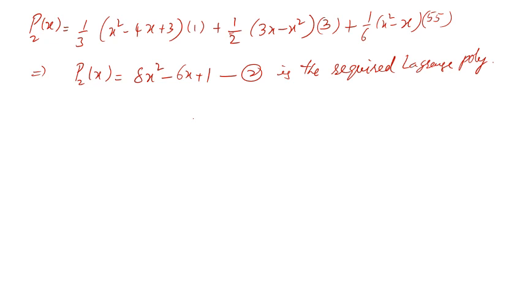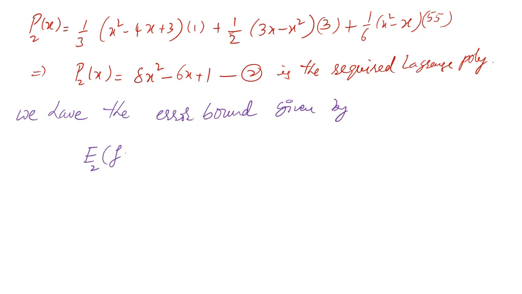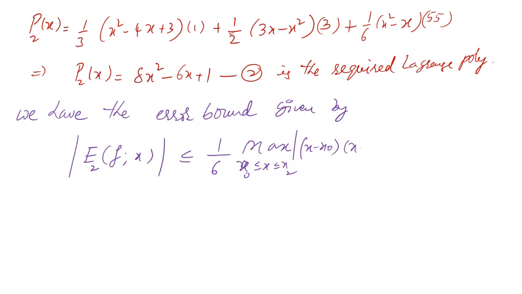Okay, and what is the error now? We have the error bound. What is the error? I have taken it as E2, quadratic. The bound of E2 of f of x, the modulus, is less than or equal to 1 by 3 factorial, times the maximum over the interval x naught less than or equal to x less than or equal to x2, of mod x minus x naught, x minus x1, x minus x2.